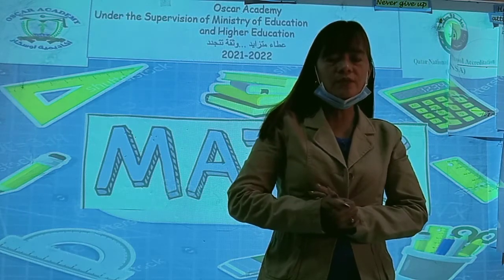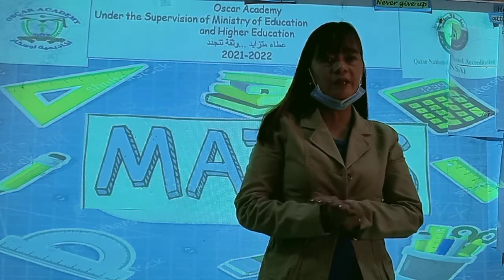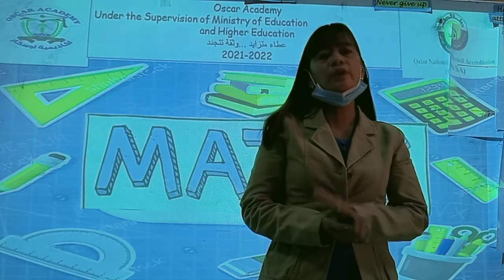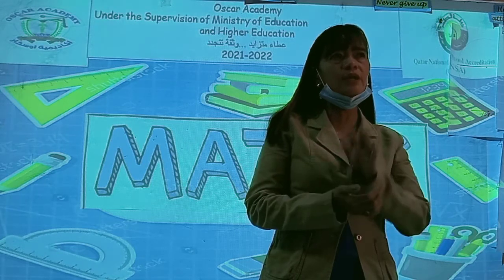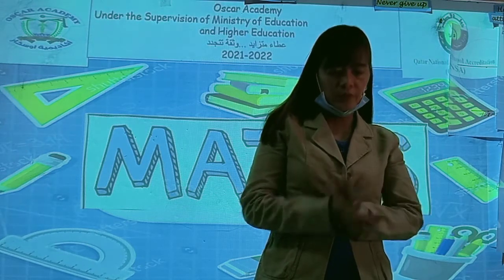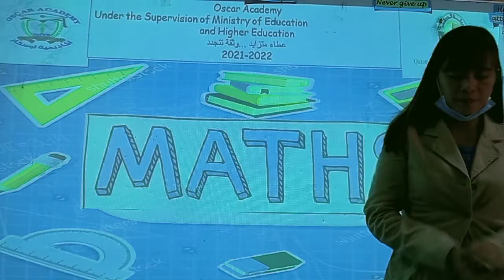To start with our lesson, class, I want you to bring out first your Mathematics 6A book, your notebook, and your pencil. I also want you to bring the compass and ruler. Okay? So please bring the following.